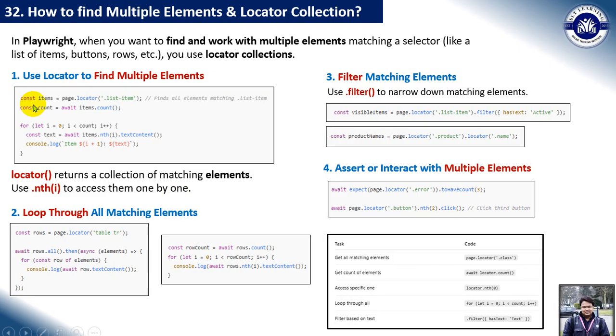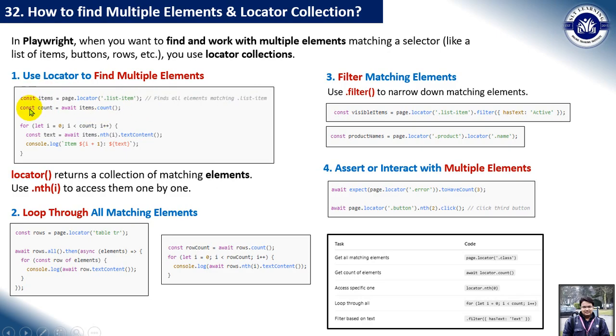So over here you see, use the locator to find multiple elements. Suppose I'm using this variable items, and I'm using page dot locator, and this is my class dot list item. It will find and return all the elements matching the list item, and it will be stored in a collection like a list of elements. If it returns a single element, then it will store the single element. So it depends on you.